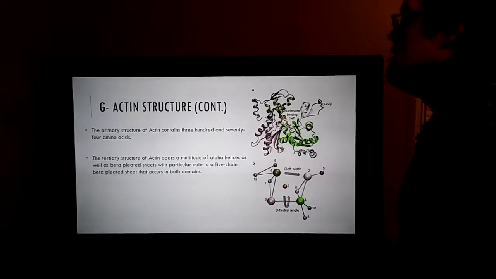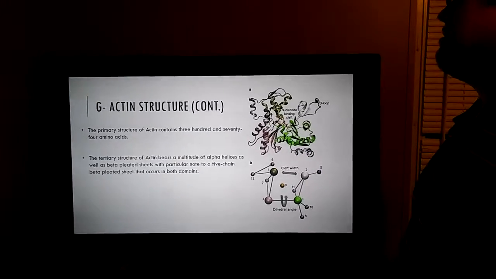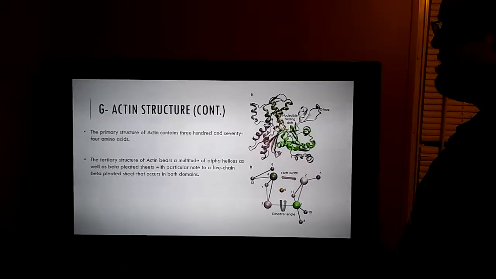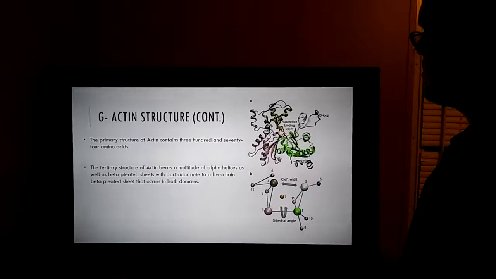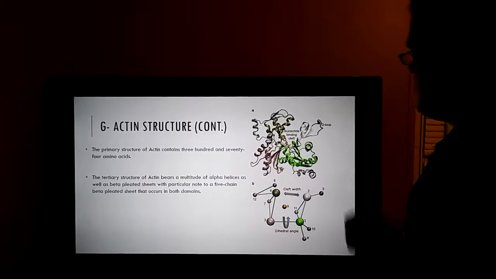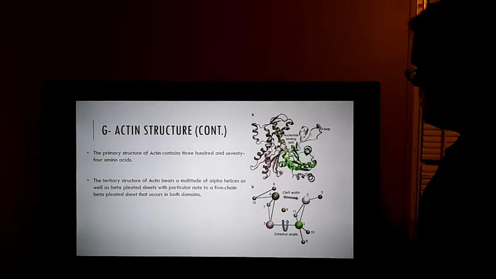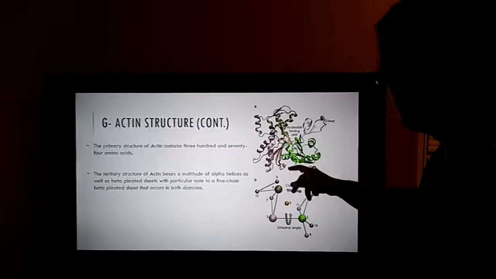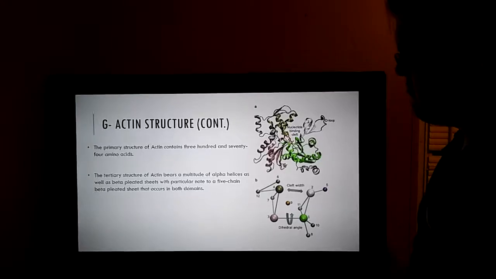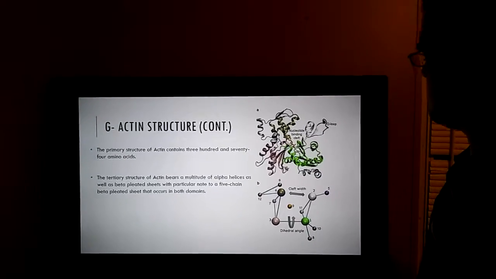So the primary structure of actin contains 374 amino acids, and the tertiary structure contains a multitude of alpha helices, such as here. And there's some pleated sheets, which you can kind of see here a little, with particular note to a 5-chain beta pleated sheet that occurs in both domains.